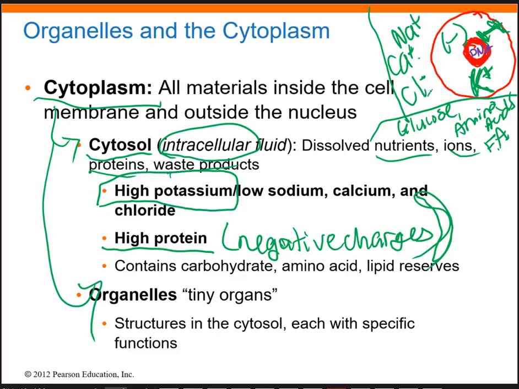Okay, so the cytoplasm is everything inside the plasma membrane but outside the nucleus. And cytoplasm contains cytosol, which is the liquid and all the stuff dissolved in it, and then organelles. I said that organelles are tiny organs. They're little functional structures that are present in the cell that keep the cell functioning and keep the cell healthy.